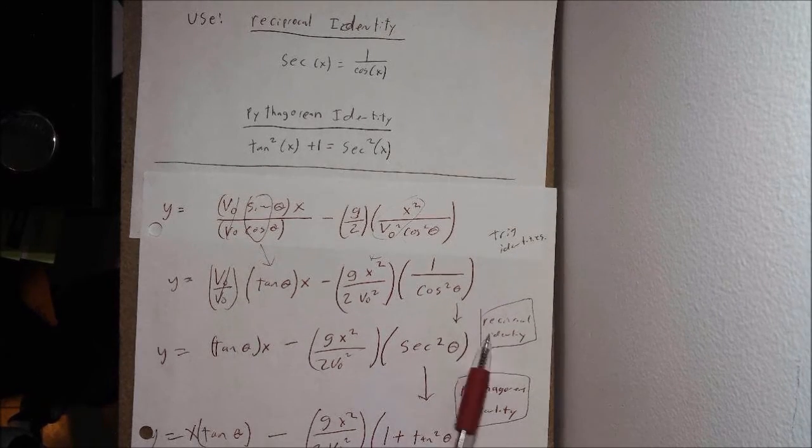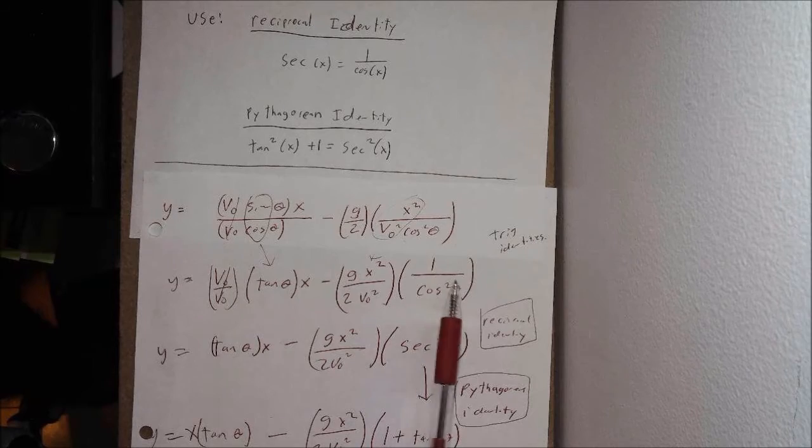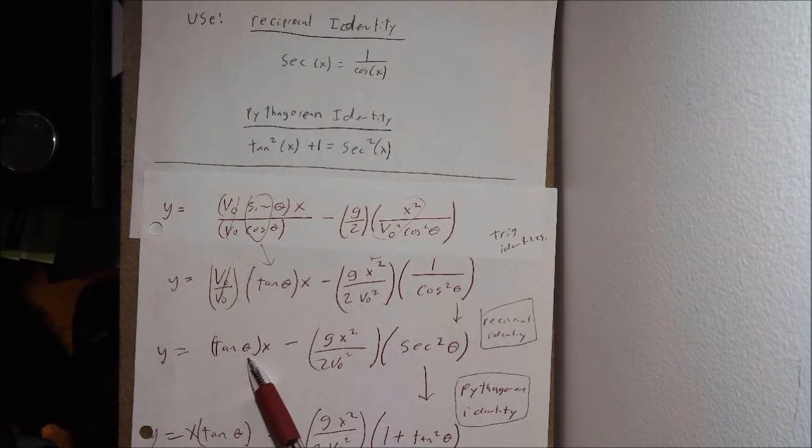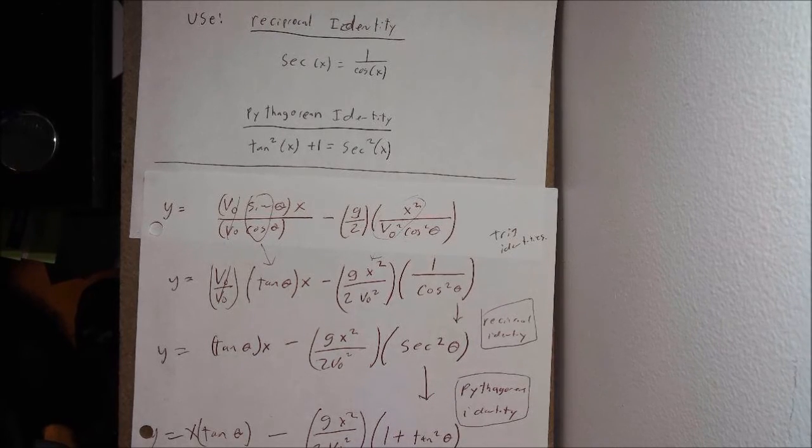Plug that in, so now I've used my trig identity, the reciprocal identity, to get from 1 over the cosine squared of theta to the secant squared of theta. This simply is the tangent of theta times x minus g x squared all over 2 v naught squared, now times this from our reciprocal identity. So now the next thing we can do is use our Pythagorean identity at this point to reduce it down a little bit more.